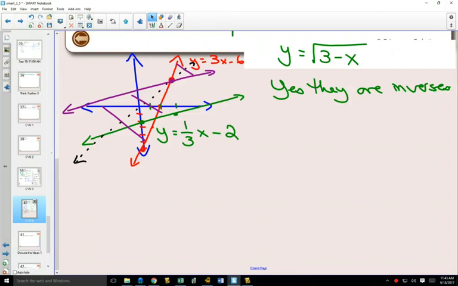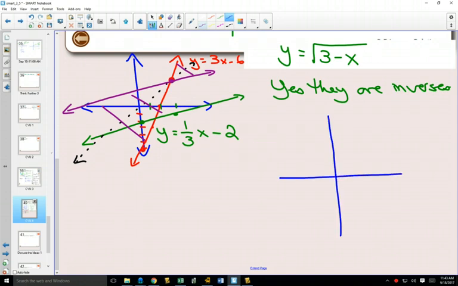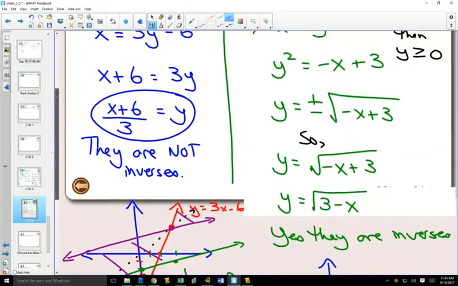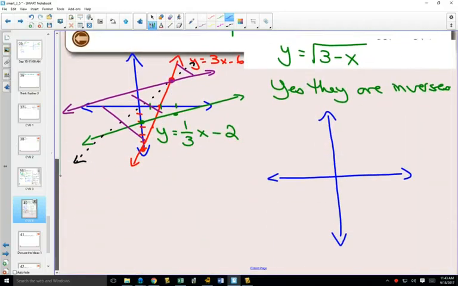For the second one, again, we're going to do the original graph in red. The original graph was negative x squared plus 3. Negative x squared would flip our parabola upside down, and then plus 3 would shift it up 3. You would have your vertex at 0, 3. And because the domain is restricted to be x bigger than or equal to 0, we only would have this half.